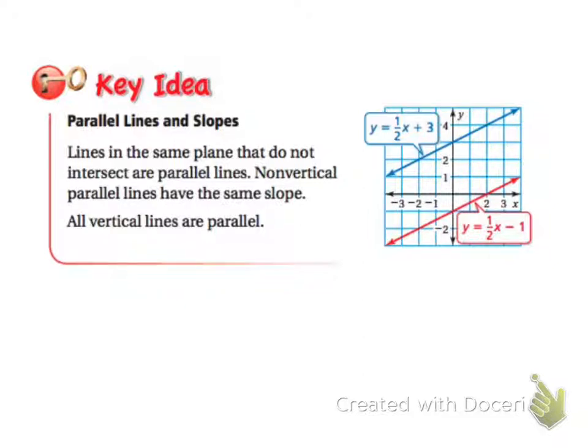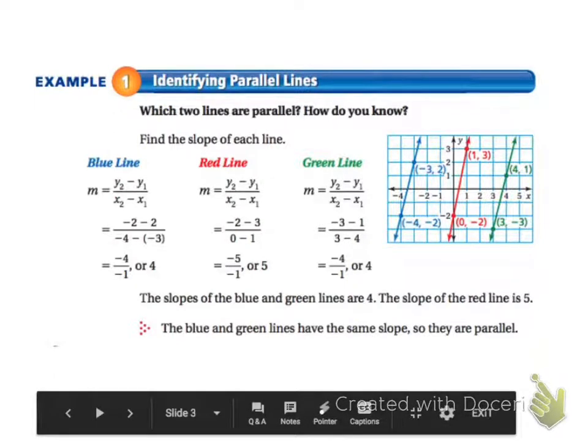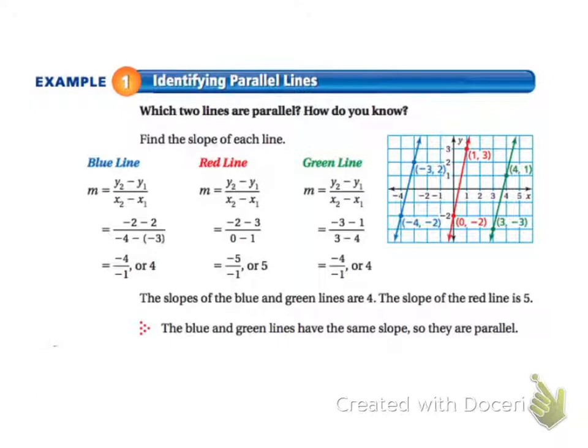You noticed in your warm-up today that when you calculated the slope of two lines that were parallel, they were the same. So that will be true about all parallel lines. They will have the exact same slope. In this example, it's in your textbook. You can see the slopes of the blue, the red, and the green lines calculated for you. So we're proving these mathematically. So you have to calculate between 2 points on each line.